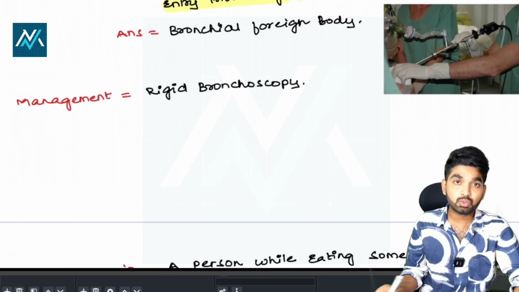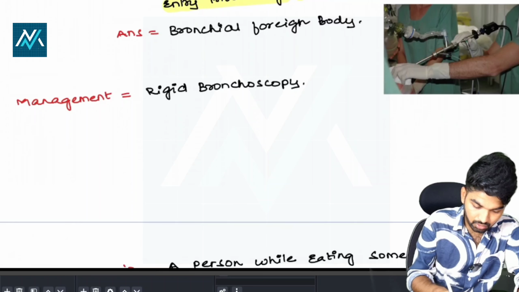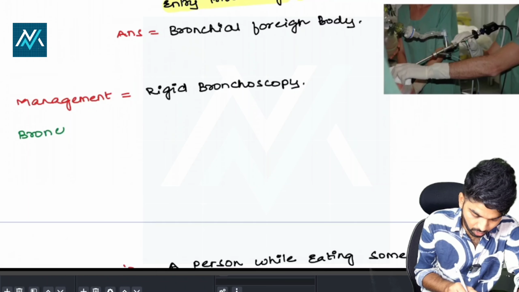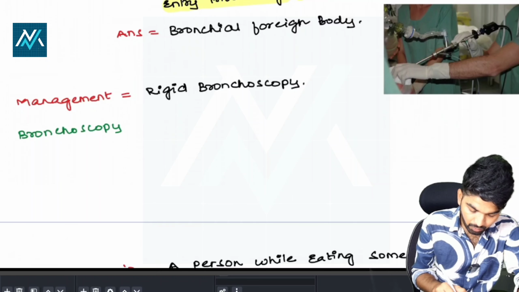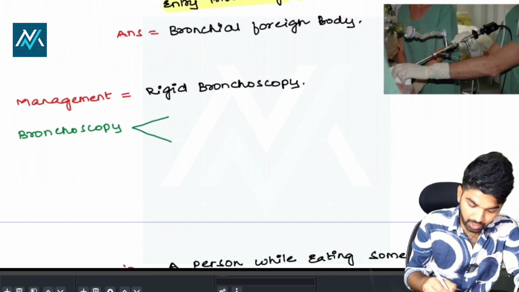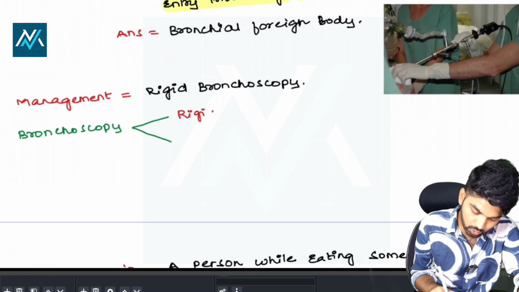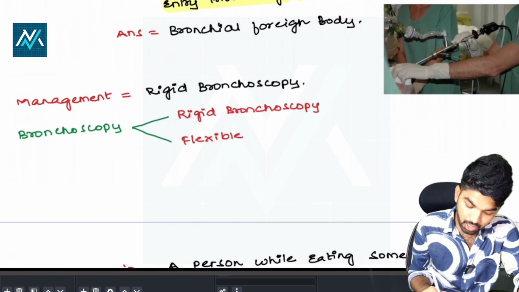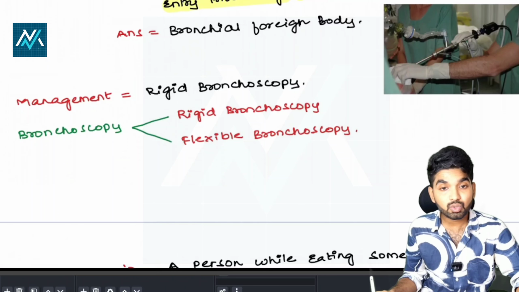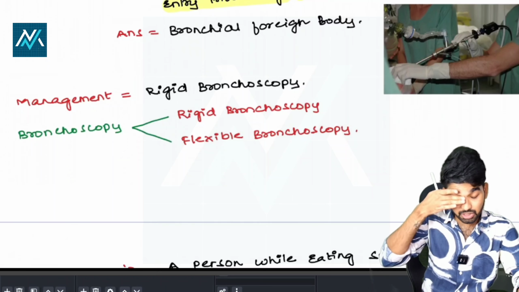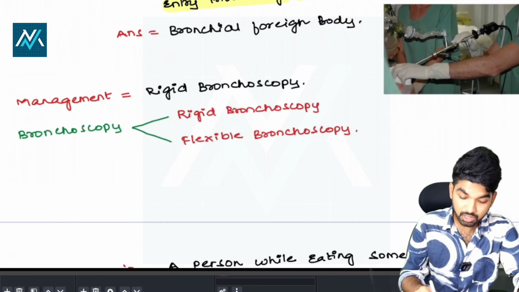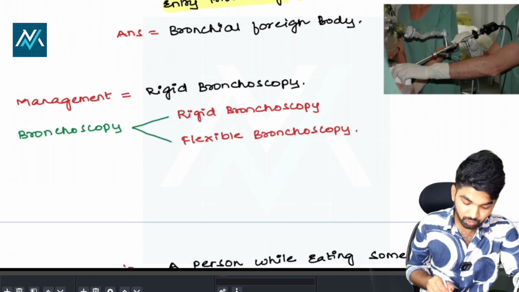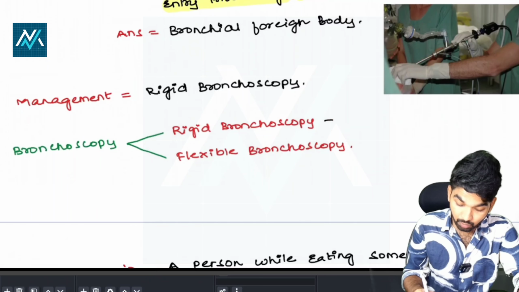Let me tell you, there are two different types of bronchoscopy. Number one is rigid bronchoscopy, as I told you. The other type of bronchoscopy which we have is flexible bronchoscopy. Clear? Rigid bronchoscopy and flexible bronchoscopy. Now you are going to ask me, Suman sir, why are there these two types, what are they useful for? Now listen to this.